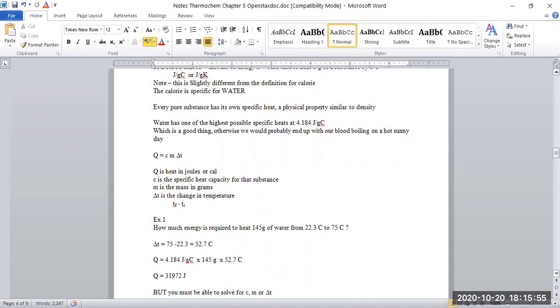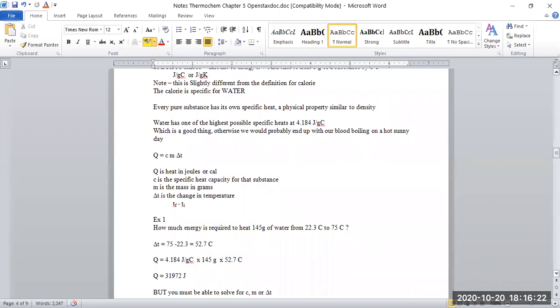Q is heat. Usually it's in joules. However, you could do it in calories. C is the specific heat for whatever it is you're looking at. Sometimes it's water, but sometimes it's something else. Because of the units, joules per gram Celsius, your mass must be in grams.